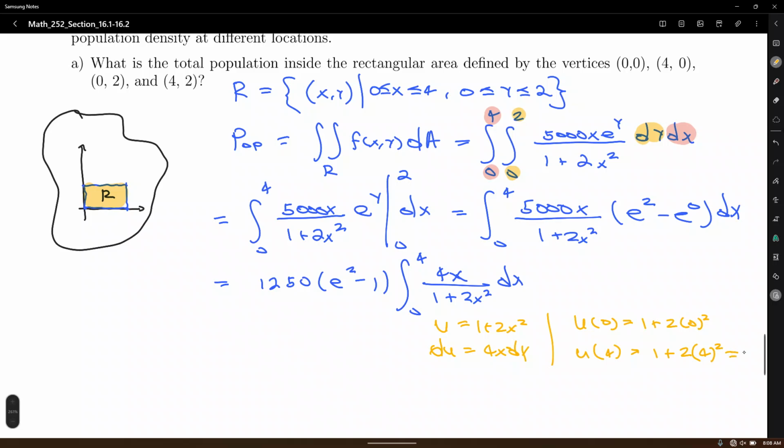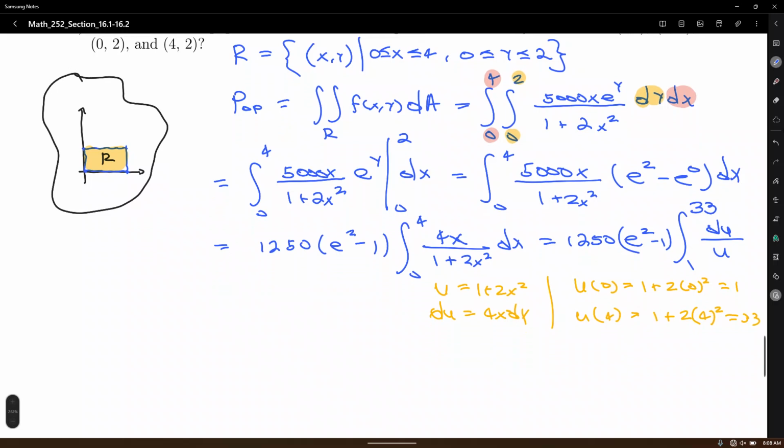All right? And that equals 1. So our new integral here will be 1250 times e squared minus 1 times the integral from 1 to 33 of du over u, right? And this is just the basic ln rule. That's 1250 times e squared minus 1 times the integral from 1 to 33. Oh, wait, no, just ln of the absolute value of u, from 1 to 33.